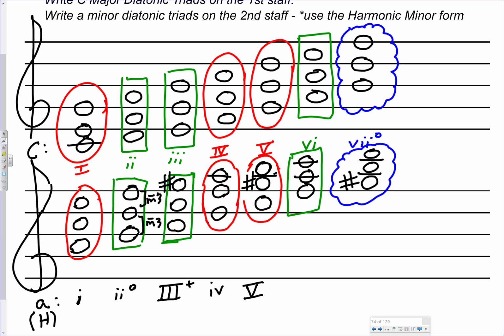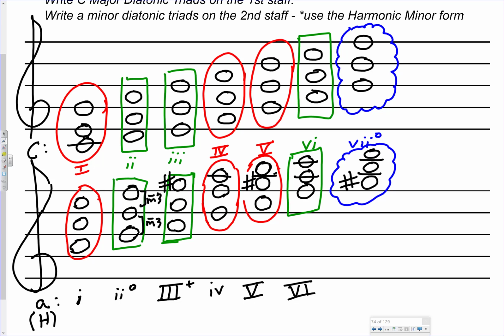For the 6th chord, we have an F to an A and then an A to a C. That is a major triad, which means we need to make it a capital VI to indicate that it's a major 6 chord in the key of A harmonic minor.